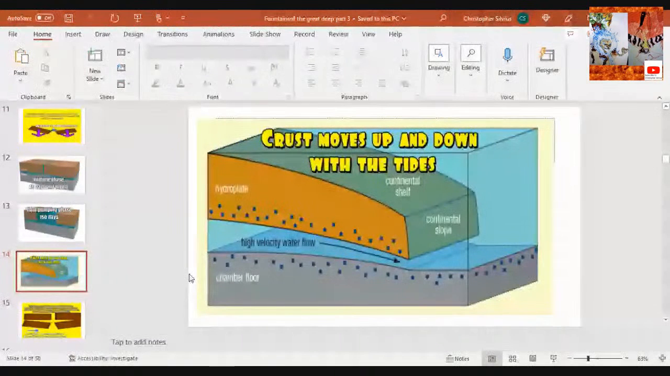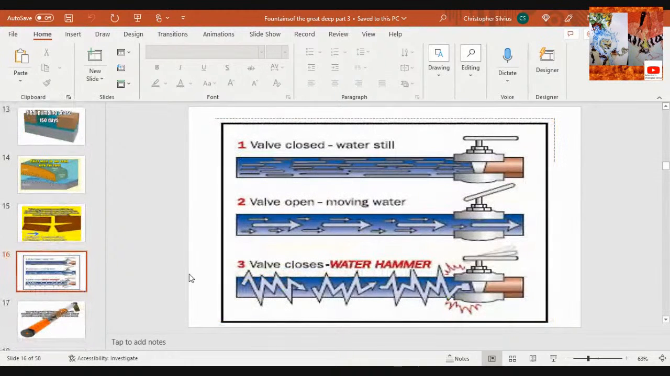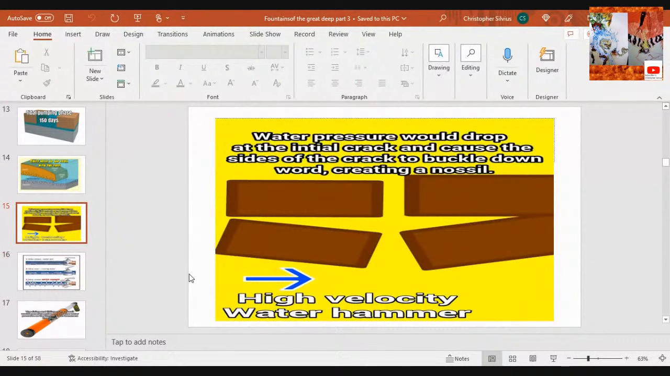The continental slope will be created. It'll create a bevel effect on the edge of the continents. Water pressure will drop at the initial crack, causing the sides of the crack to buckle down, creating a nozzle. And so it's going to increase water pressure, acting as a nozzle. And then you have water hammers where the water is moving in to where these pillars are connected to the base of the mantle.